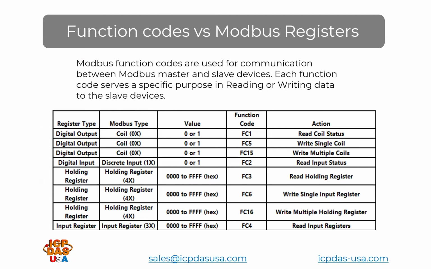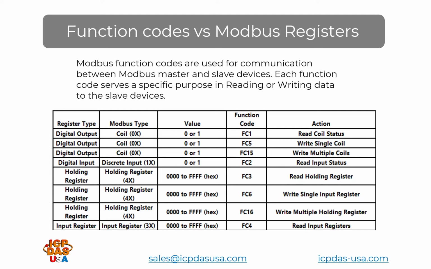Function codes are requests for data or commands to change data that a Modbus master will send to a slave device. Function codes are directly associated with the type of the register and the action shown here. Digital outputs can be read or written to. Function code 1 is used to read one or multiple digital outputs. Function code 5 is used to write a value of either 1 or 0 to a specific digital output channel. Function code 15 can be used to write to a series of sequential digital outputs.